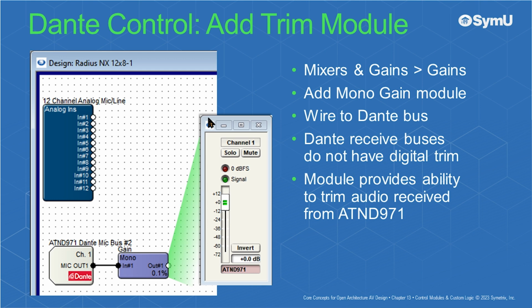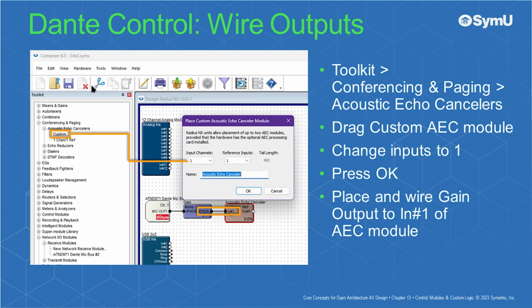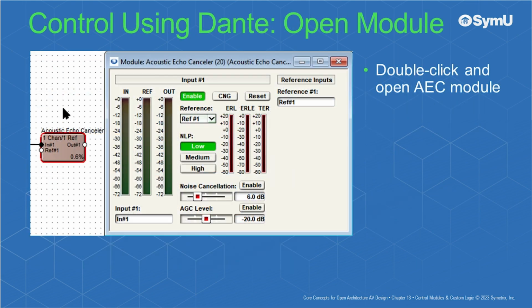Since Dante receive buses don't have digital trim, this module provides the ability to trim the audio being received from the AT-ND971. In the toolkit, under Conferencing and Paging, Acoustic Echo Cancelers, drag in a new custom AEC module. Change inputs to 1 and hit OK. Once placed, wire the gain output to the in number 1 of the AEC module. Double-click and open the AEC module.